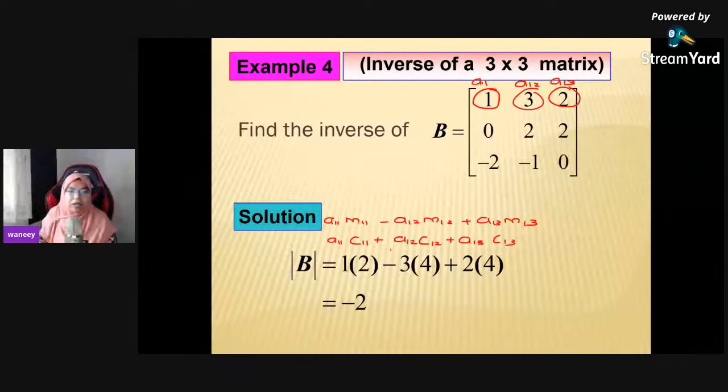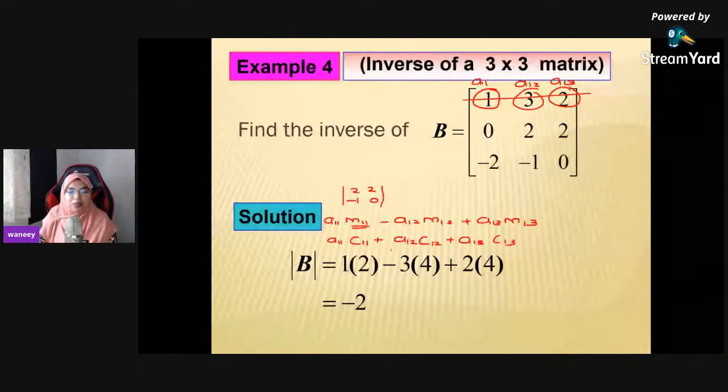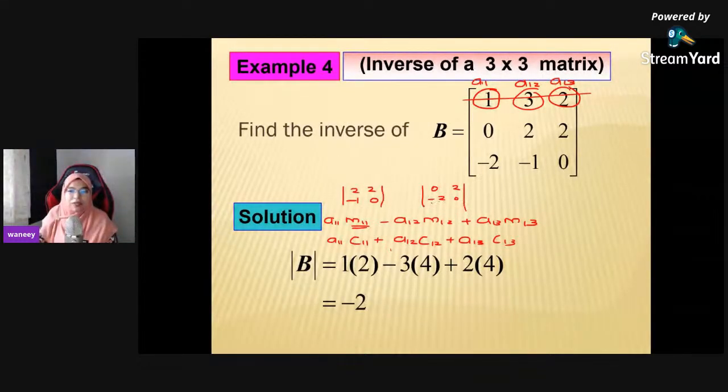In order to get M11, we delete the first row and the first column. We are going to get 2, 2, negative 1, 0. So 0 plus 2, that is how you end up with 2. For M12, deleting the first row and second column, we get 0, 2, negative 2, 0. So this is 0 plus 4, that is how you end up with 4.